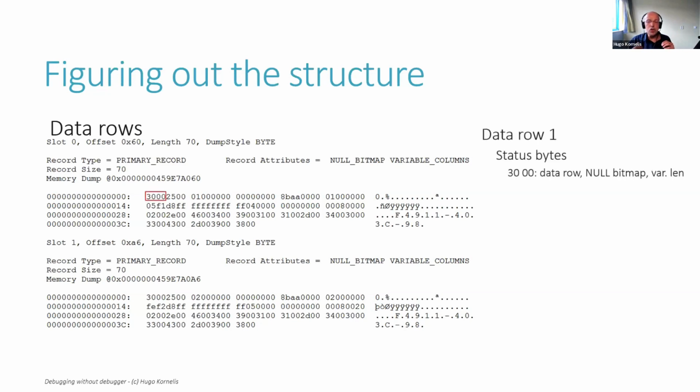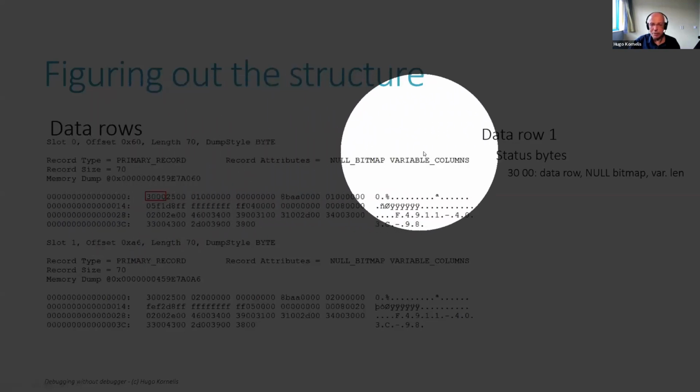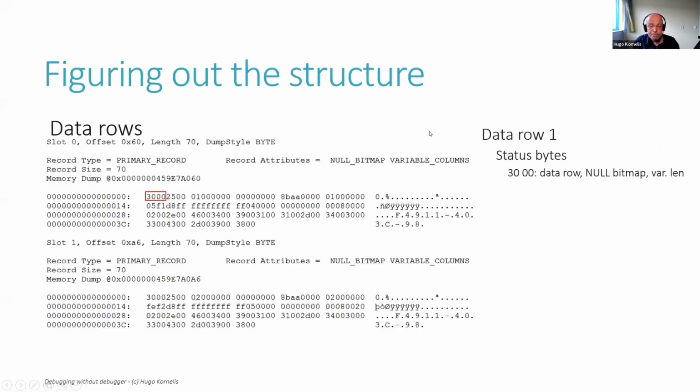For a data record, there are 2 bytes with status information. And when they are 0030, as here, remember you read it right to left, byte reversed, then this means that it's a data row, it does have a null bitmap, and it does have at least one or more variable length columns. So we do have a null bitmap, we do have variable length columns, and it's a data row, also called a primary record. And once more, DBCC PAGE also tells you that primary record is a data page, there is a null bitmap, there are variable length columns. But I was able to confirm it in my Kalen Delaney book, which always makes me happy.